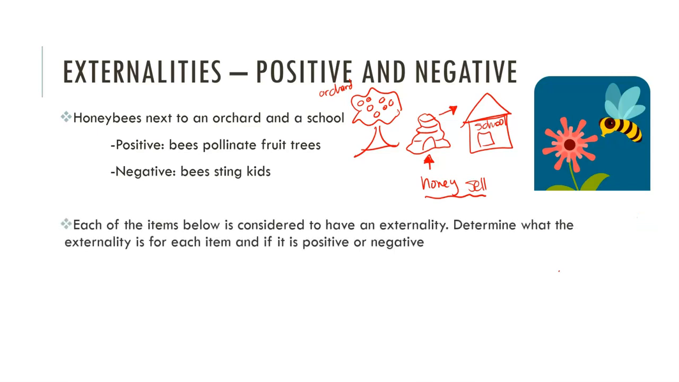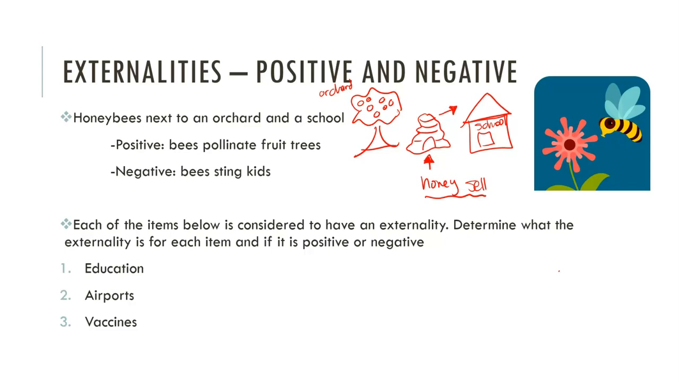So each of the items below is considered to have an externality. I want you to pause for just a minute and think about whether it's positive or negative or maybe both for each of these things. Remember, you're not thinking about the things that impact the actual market, but the things that impact outside markets. So you're going to think about education, airports, and vaccines.